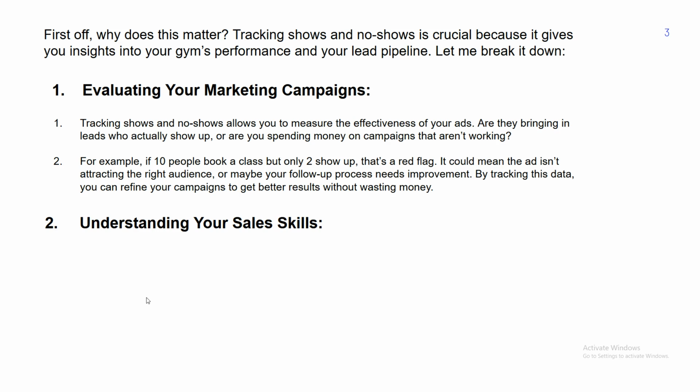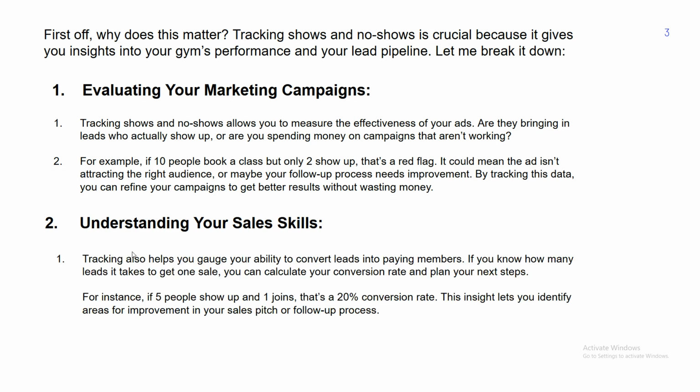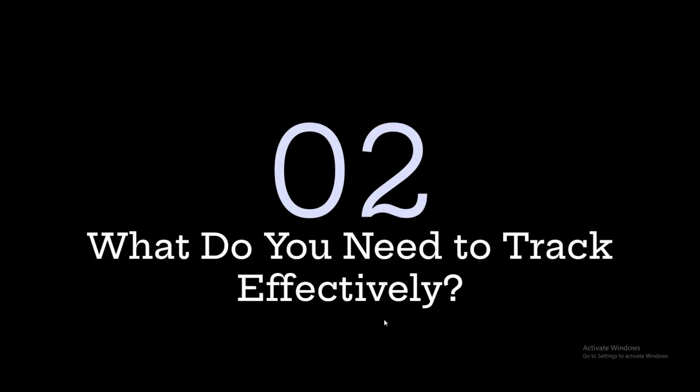Second point is understanding your sales skills. Tracking this also helps you gauge your ability to convert leads into paying members. If you know how many leads it takes to get one sale, you can calculate your conversion rate and plan your next steps. For instance, if 5 people show up and 1 student joins, that's a 20% conversion rate. This insight lets you identify areas for improvement in your sales pitch or follow-up process.